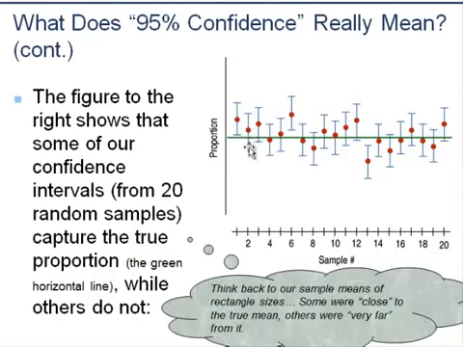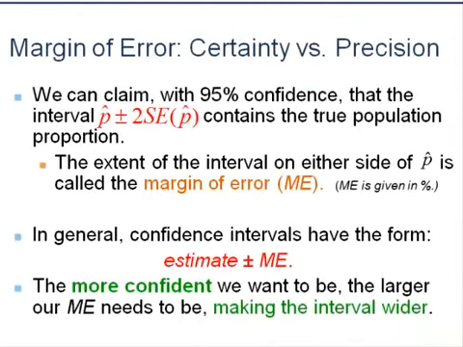It's a yes or a no. So for any single one, we don't know what your chances are, because it's either yes or no, you did or didn't. But if you were to look at all of them together, 95% of all of them should capture the true p. So this is another important thing for us here.